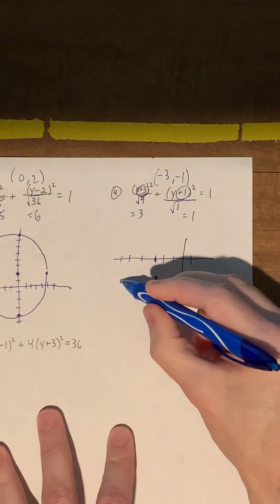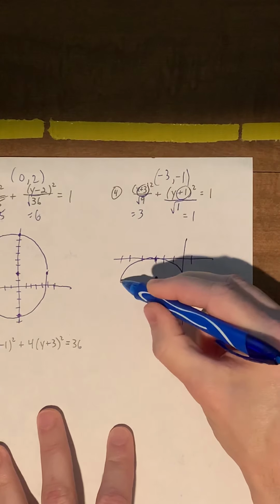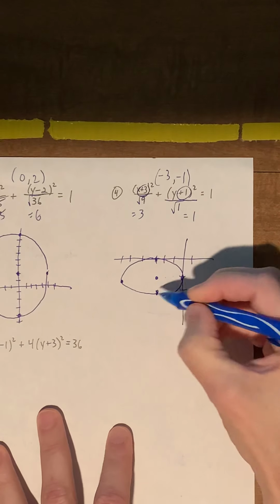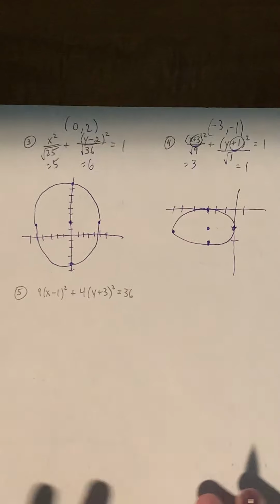And you can make your ellipse. This is going to be a very ugly looking ellipse. Well, not too bad, I guess. All right, guys, there's number 4. And one more, number 5, to finish things off here in part 2.